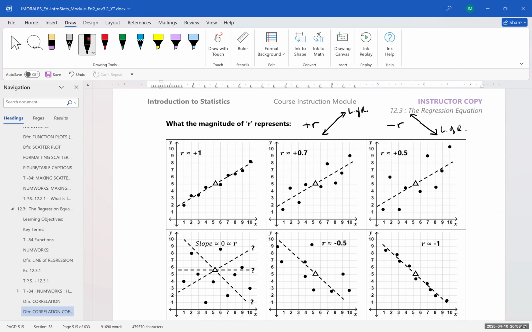All right, but what about it being something other than 0 and other than 1 and -1? What if it's some value in between? So what we've got here is three different positive correlation coefficients of different values. Now, if you pause the video and look at these, look for a pattern between the value and the scatter plot and the line of regression. What do you see?